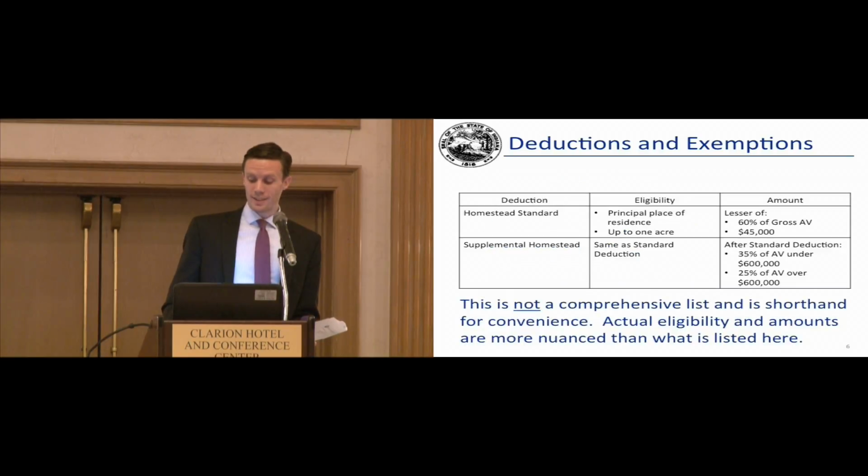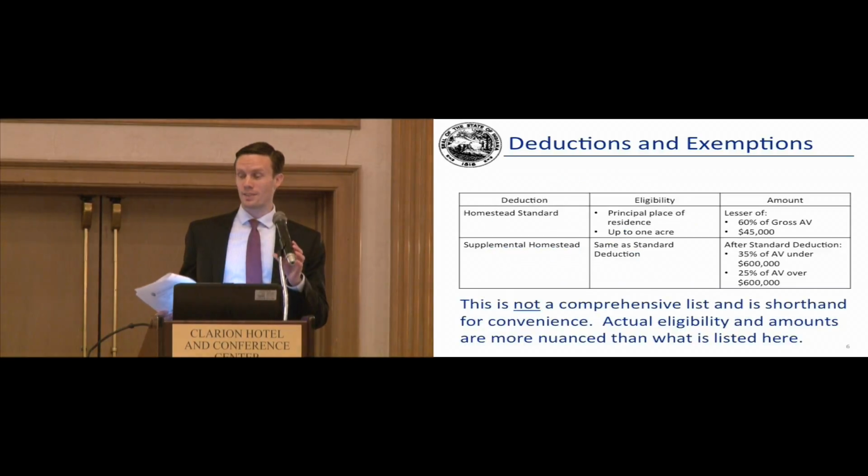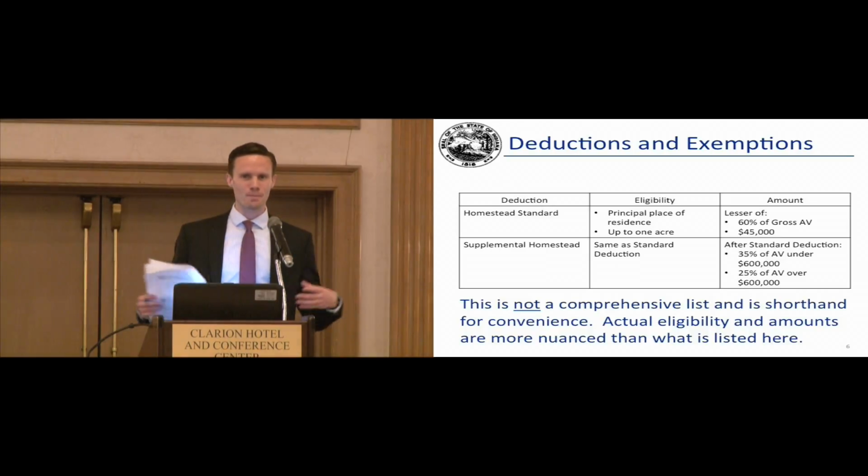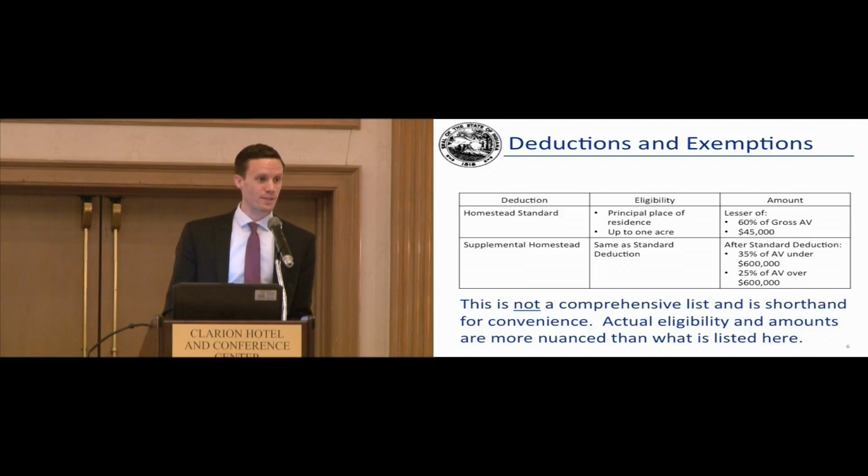So for the standard deduction, that applies to where a person lives as their principal place of residence, applicable to up to an acre of land. We're going to take the lesser of 60% of their gross assessed value, or $45,000. And similarly with supplemental homestead, it's going to have the same eligibility criteria with a slightly different calculation for what the amount's going to be.